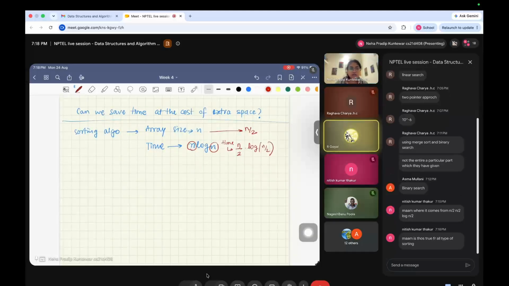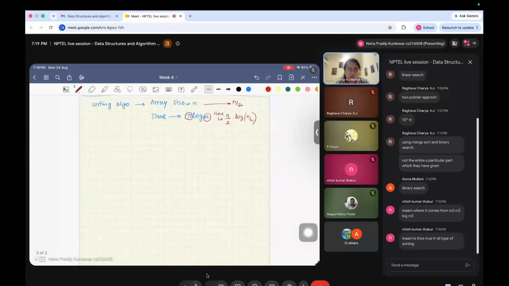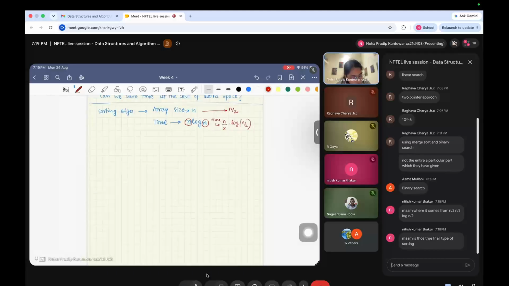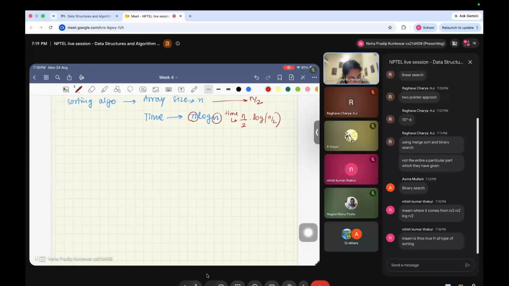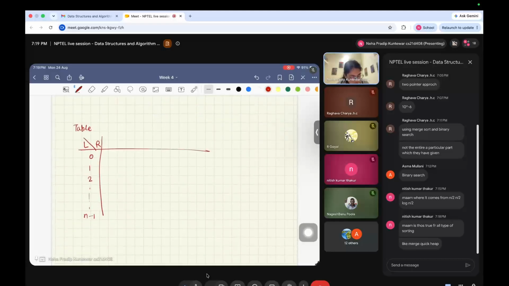So how can we do better than the linear one? Because I'll have to traverse that subarray at least once to find the minimum element. So what if you could store something? You have space to store, right? So what you would do is, let's say I'll keep a table. In my table the potential values of L are anything from 0 to n minus 1, and the potential values of R are anything from 0 to n minus 1.